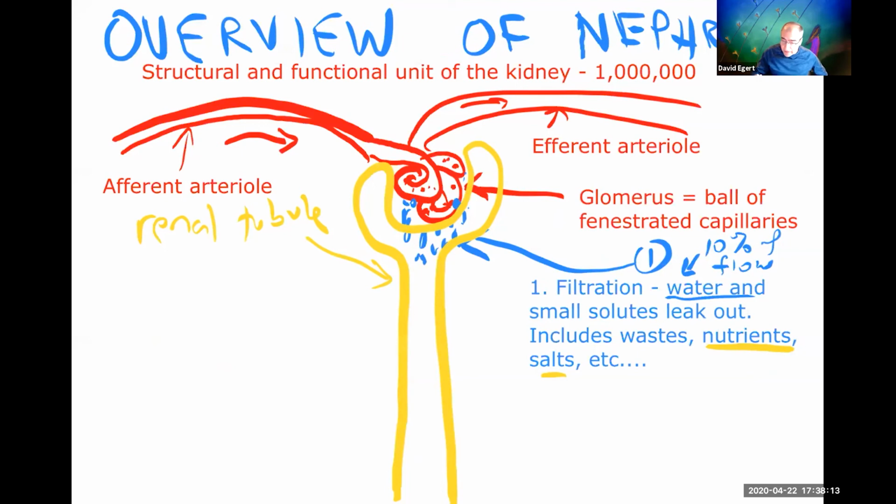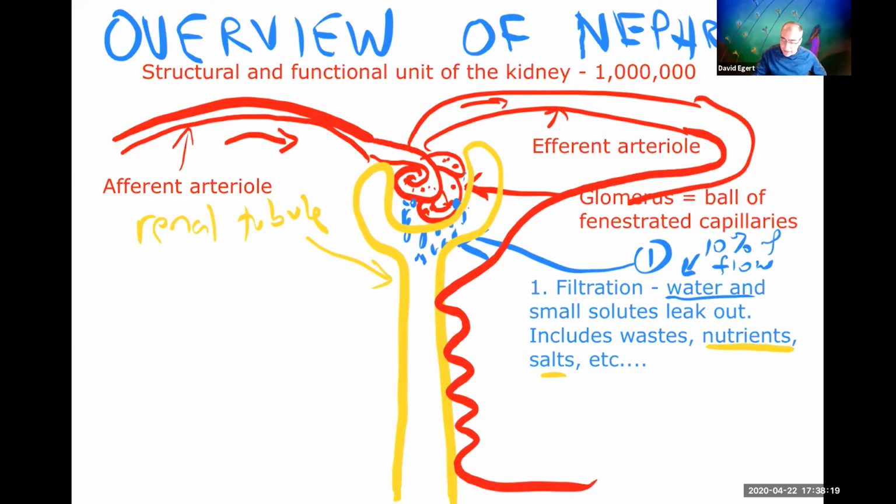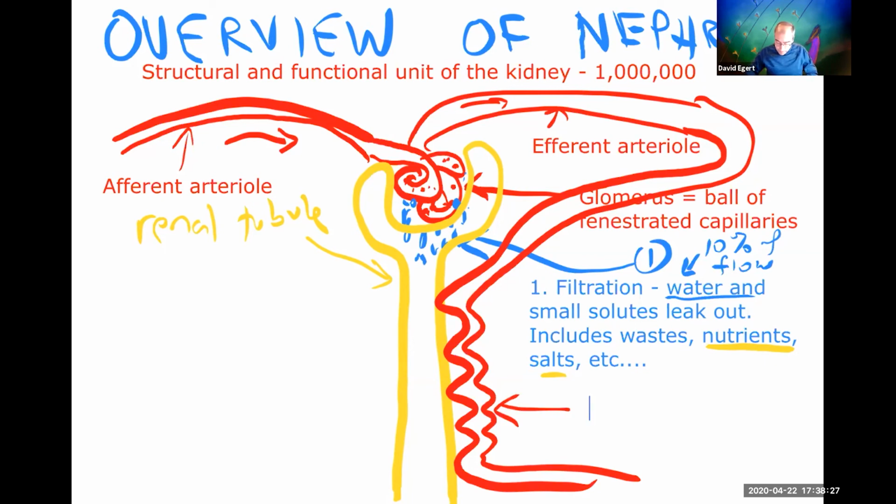And this efferent arteriole is now going to come back and become a second capillary bed right here. This is going to be my peritubular capillaries. So again, this is my second capillary bed now.